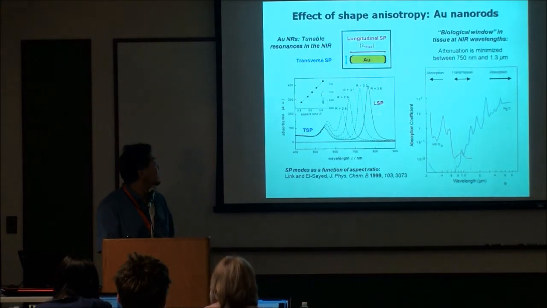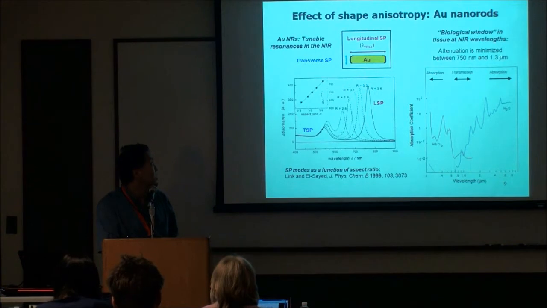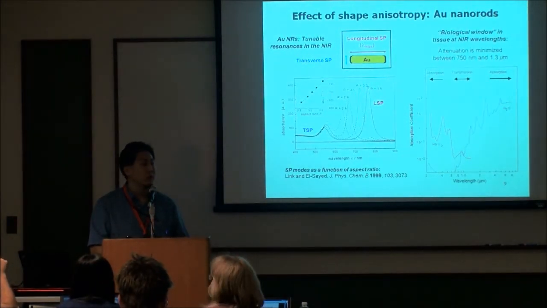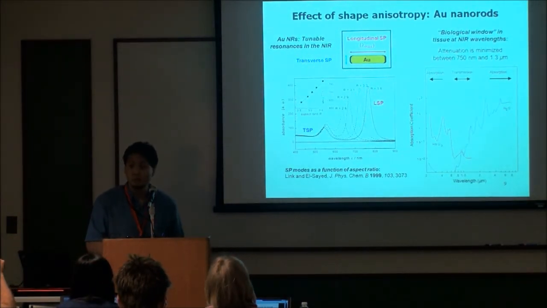The wavelength of interest, of course, everyone knows now, is this region just off the visible band, 750 nanometers, to about 1.3 microns, because this is your biological window. So if nanoparticles have a strong resonance in that window, you can use them as contrast agents for various imaging applications.